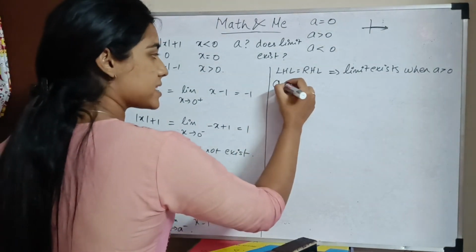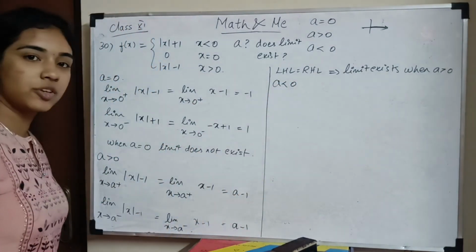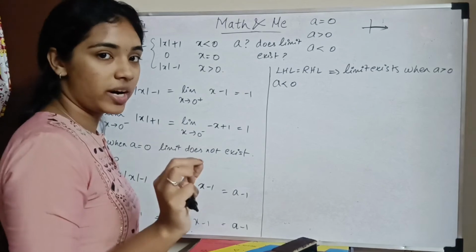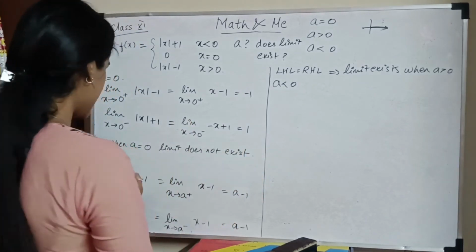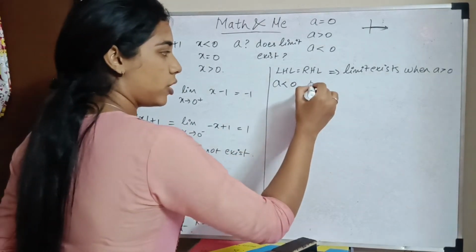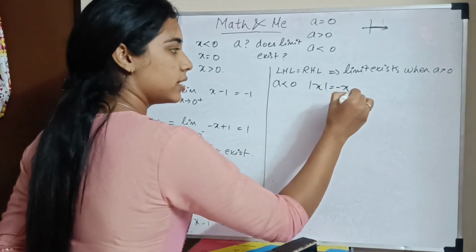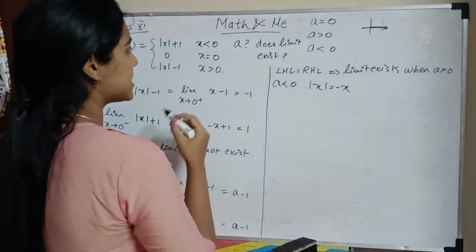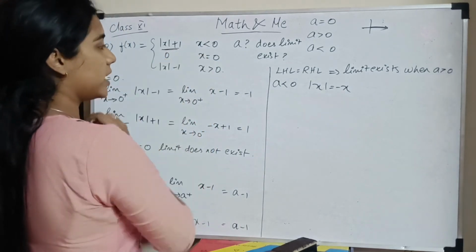What happens when a is less than 0? Ellame to the left of the number line. So you have mod x is equal to minus x. In that mod x will take the value negative x. So a less than 0 na which function will you take? You will take this function.